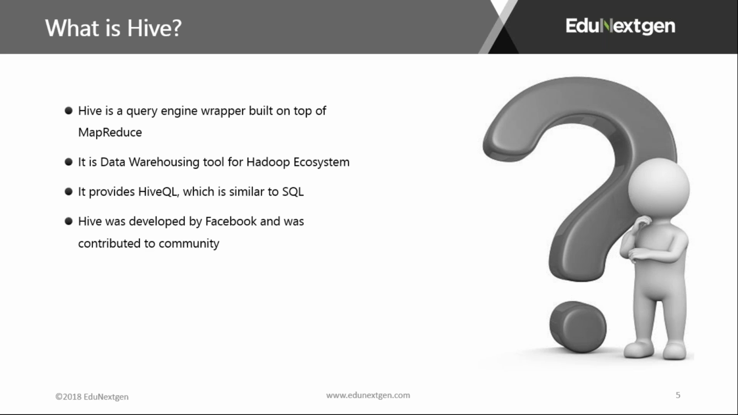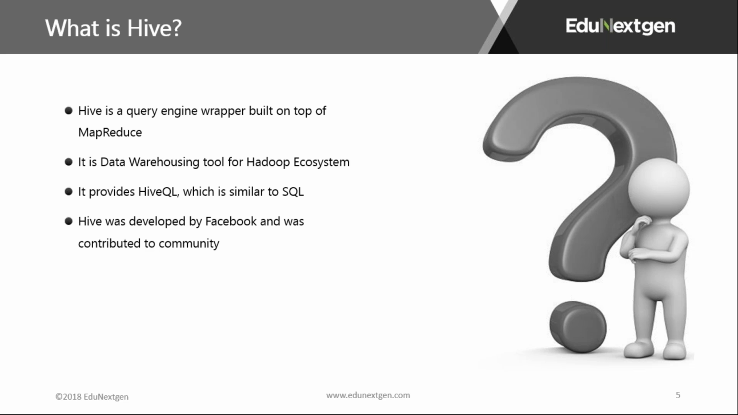And once I run the code, at that time you can see what MapReduce process will happen, right? So at that time we'll discuss further how this Hive query engine wrapper is built on top of MapReduce. Okay, now the second point, it is a data warehousing tool for the ecosystem. As I was explaining, Hive will act as a data warehouse tool. Then it provides Hive QL, which is similar to SQL. Means here we should not say we are executing an SQL query. Whenever you are using Hive, at that time we should use this term: we are using Hive QL. We can say HQL. Okay, so hope this is understood.